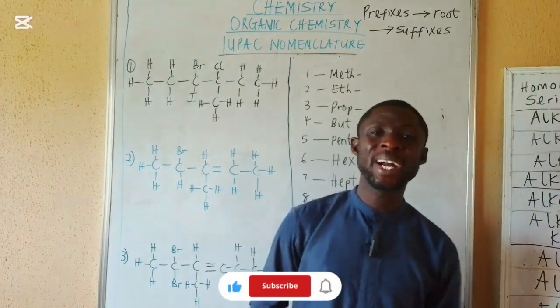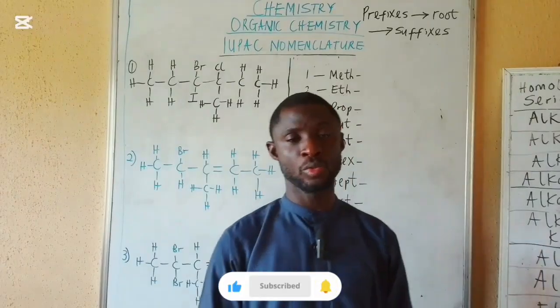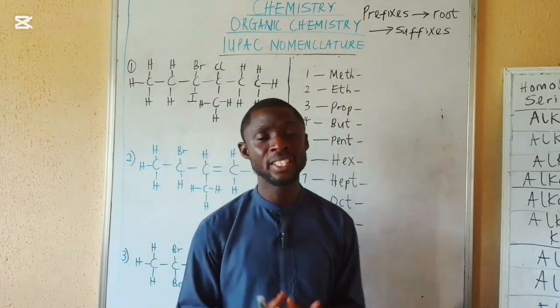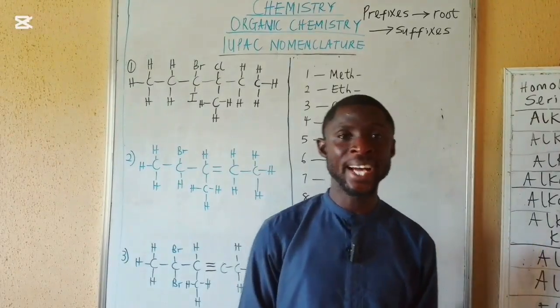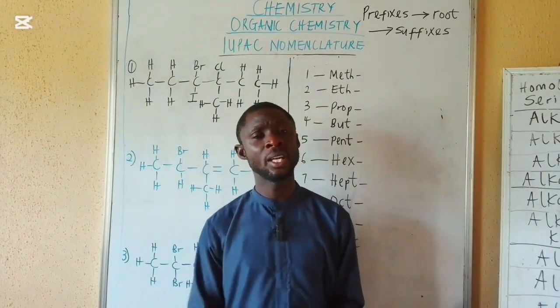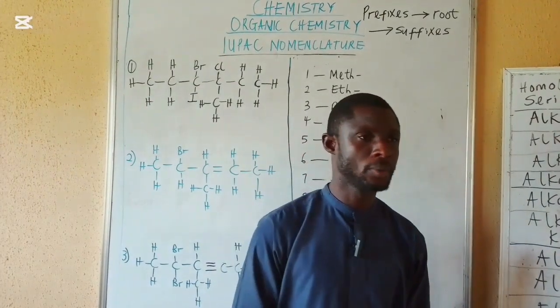Today, we want to look at another aspect of organic chemistry, which is IUPAC nomenclature. This simply means the naming of an organic compound. So today I'll be showing you the steps in naming an organic compound.